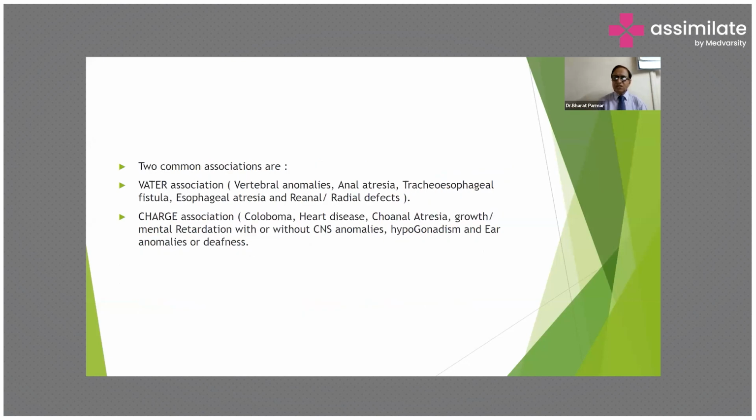Two common associations in congenital and neonatal anomalies are VATER association and CHARGE association. VATER association includes vertebral anomalies, anal atresia, tracheoesophageal fistula, esophageal atresia, and renal and radial defects. CHARGE association includes coloboma, heart disease, choanal atresia, growth and mental retardation, with or without CNS anomalies, hypogonadism, and ear anomaly or deafness.